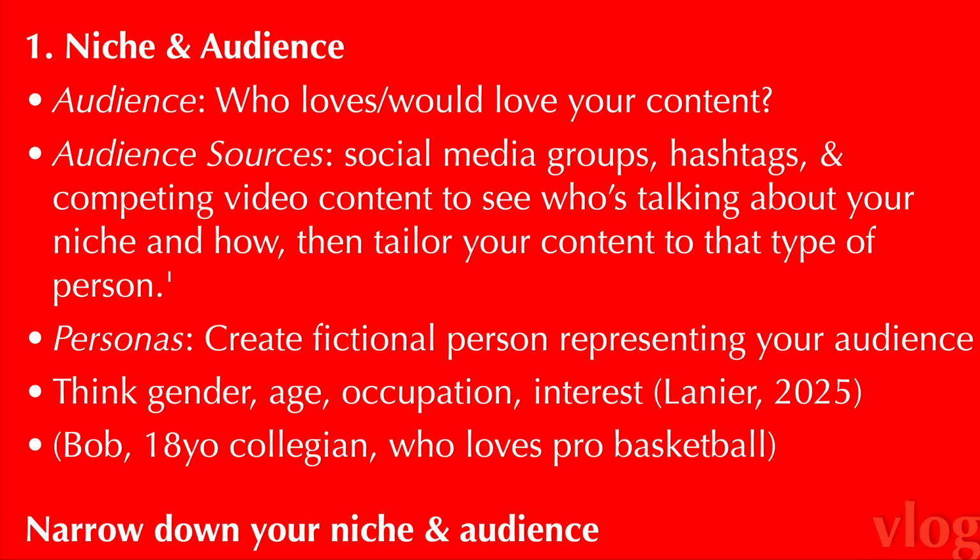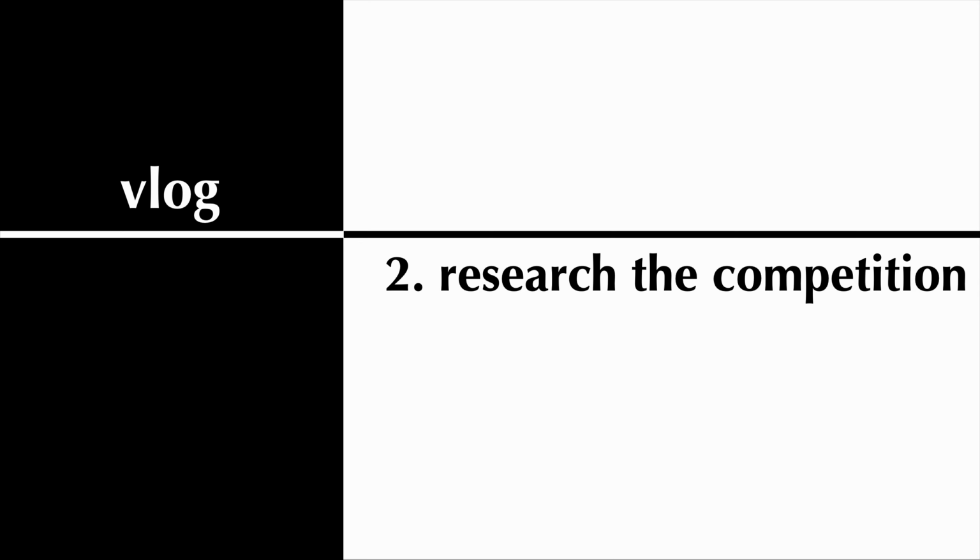Something that could be really, really useful is coming up with a user persona. Here you create a fictional person who would represent your audience. Some things to think about for a persona are the gender, the age, the occupation, or the interests of a person. Think of, for example, Bob, a male who's 18 years old. He's a college student, and he loves pro basketball. And obviously you do too because you're creating this content. How can you marry your content to meet Bob? Over time, you want to narrow down your niche and your audience and make it as pointed as possible.